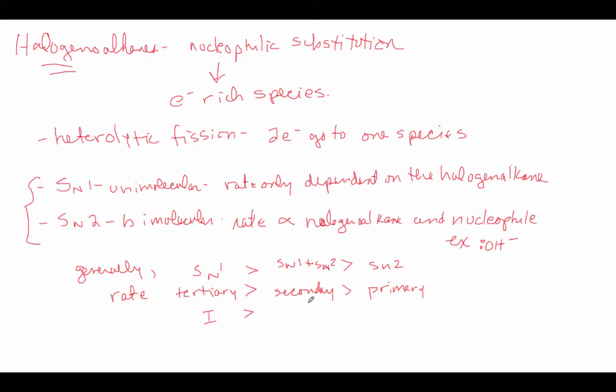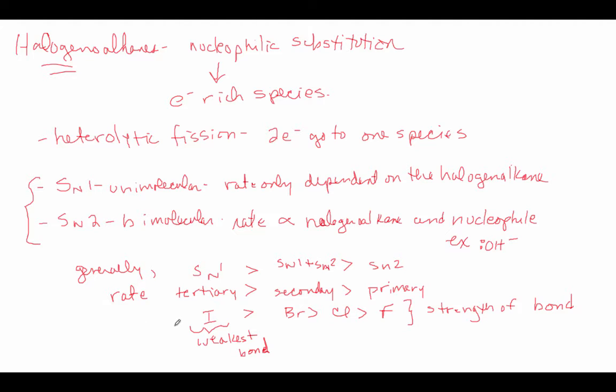A halogenoalkane with an iodine is generally faster than one with a bromine, which is generally faster than a chlorine, generally faster than a fluorine, and this has to do with the strength of the bond. The weakest bond is going to be fastest, and this takes priority over any polarity.